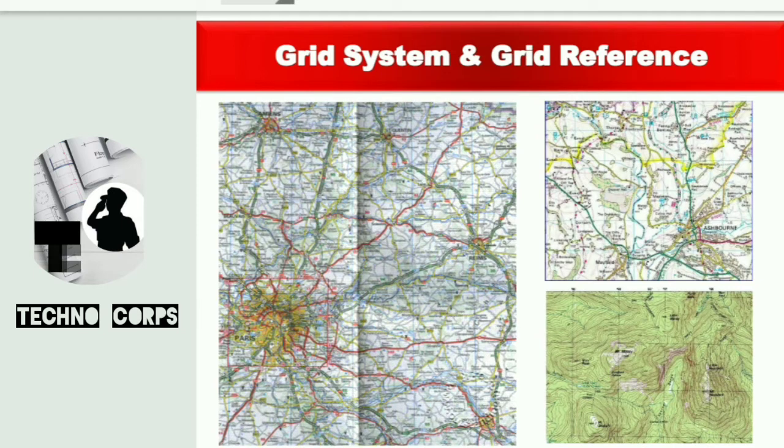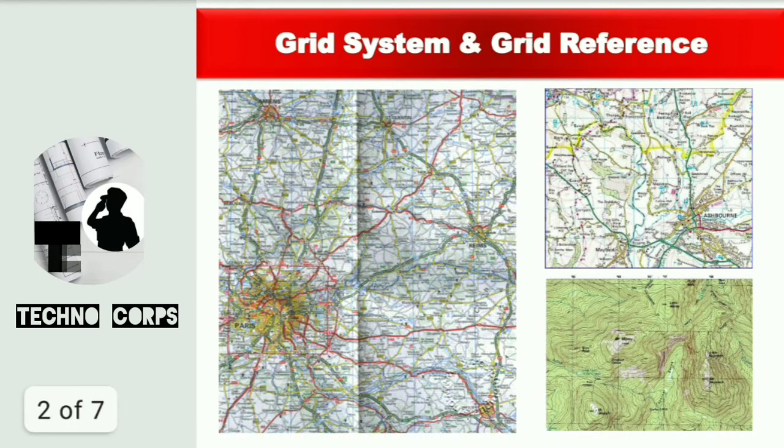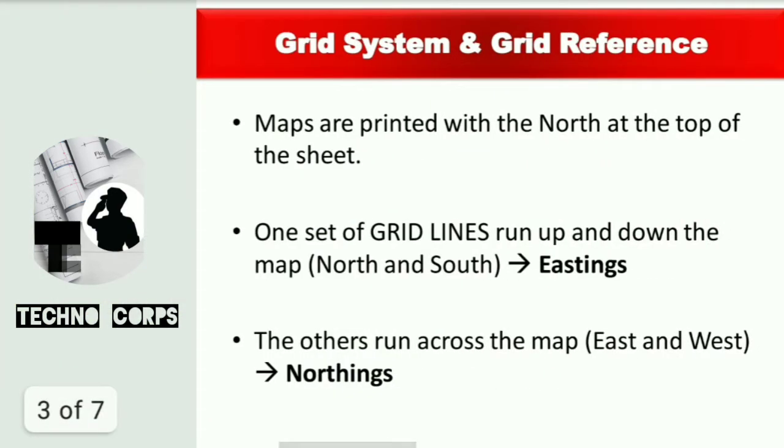Now if I need to indicate any particular location, that can be indicated by referring to these grids. Suppose I need to indicate a particular location here, then I will give the reference of this grid. Similarly, to indicate this particular location, I need to give the reference of this grid. So this is the grid system and grid reference. By giving the grid reference, we can give the address of any particular block in which we are interested. Let's see how to give the grid reference.